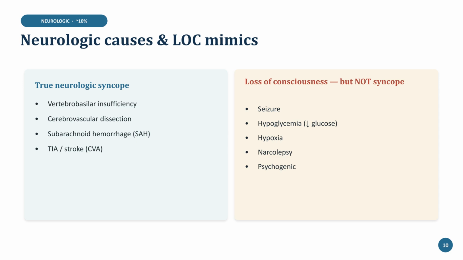Neurologic causes are less frequent. True neurologic syncope results from impaired blood flow, such as in stroke or dissection. It is vital to recognize mimics, seizures, hypoglycemia, or psychogenic events, which cause loss of consciousness but are not true syncope. Labeling them correctly ensures the patient receives the appropriate diagnostic workup.